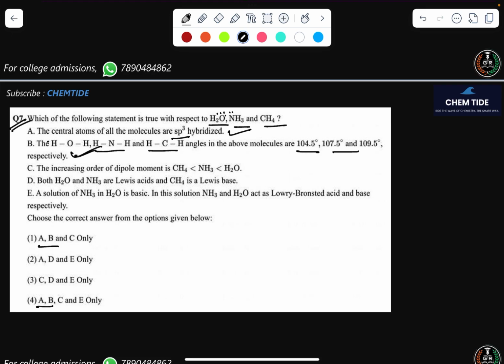Let's see C, the increasing order of dipole moment. Yes, oxygen is more polar, so it has the higher dipole. This is right. A, B, C is right.